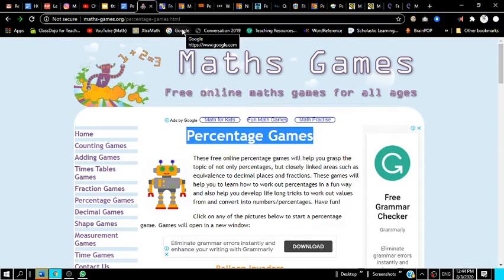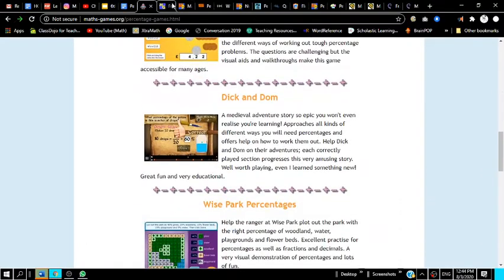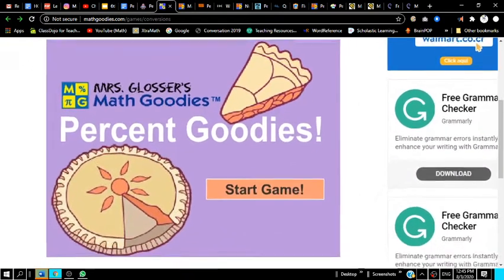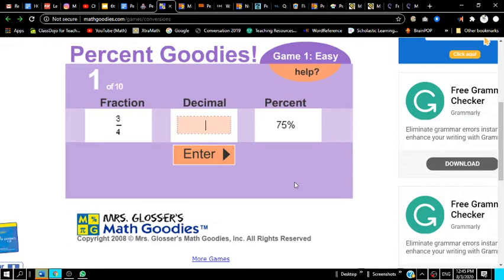First game is maths-games.org. It has a whole bunch of links to some of these problems. For example, we have the first one, which is found on Math Goodies. If we start this game, what you're going to need to do is fill in the missing value and then press enter. Your answer will be either a fraction, decimal, or percent. So let's play the first one.